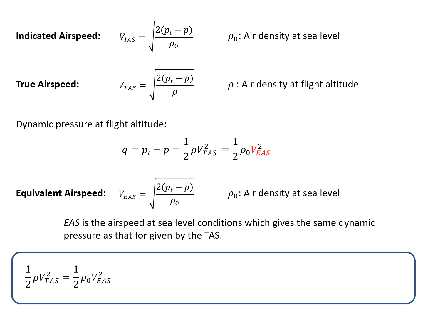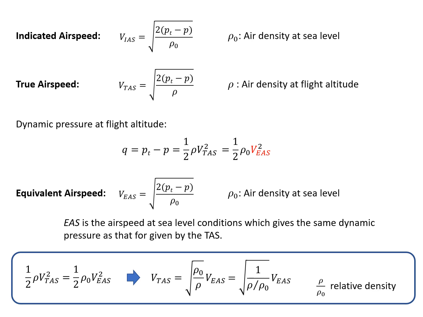Okay, so now let's find the relation between true airspeed and the equivalent airspeed. That's the definition, the equivalent with the same amount of dynamic pressure. And then we can write V_TAS equals the square root of rho 0 divided by rho times V_EAS. So then we can write it as 1 over the square root of the relative density times V_EAS. Rho over rho 0 is the relative density, and we can find this number based on the ISA table.